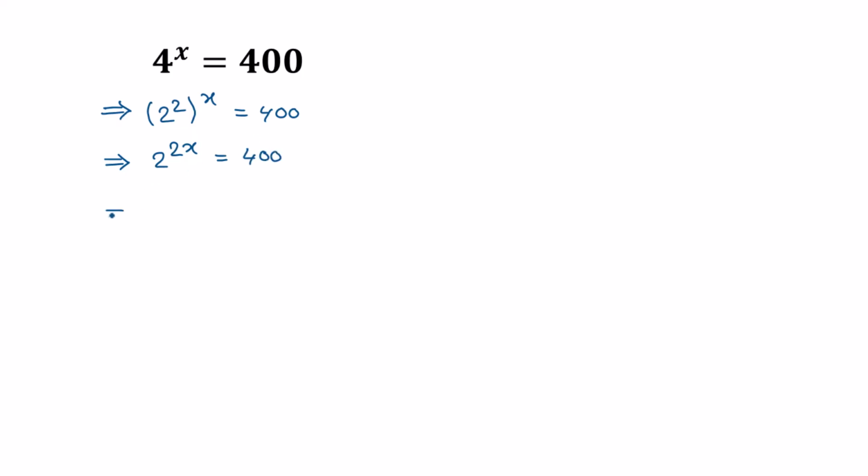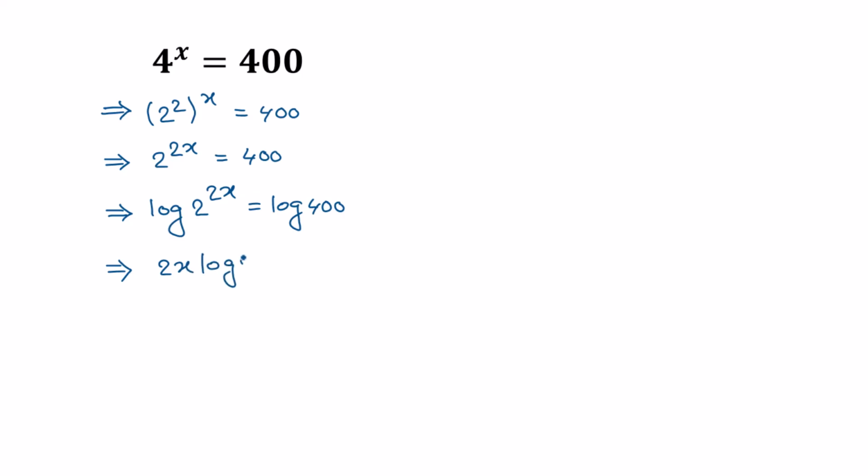Now taking log on both sides, we can write log of the left side, 2 to the power twice x, is equal to the right side, log of 400. Applying the logarithm formula, log a to the power b is equal to b times log of a, we can write this as twice x times log of 2.